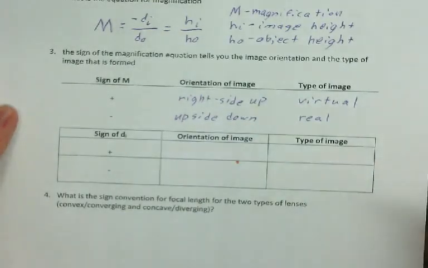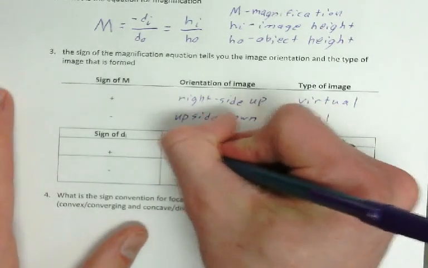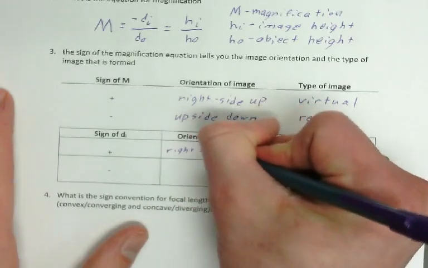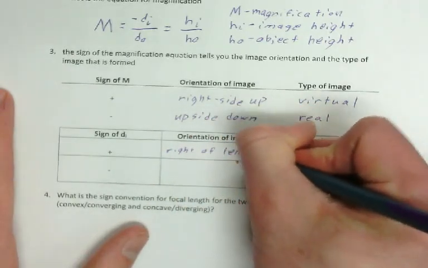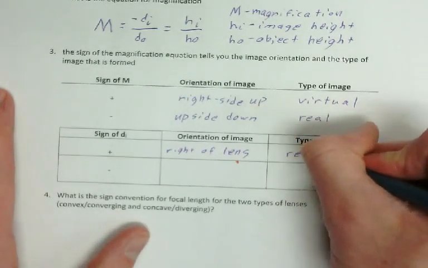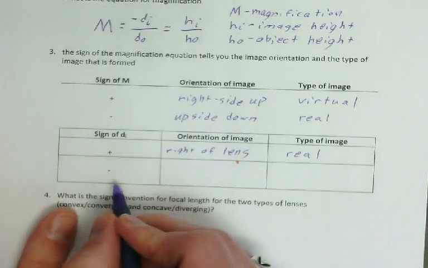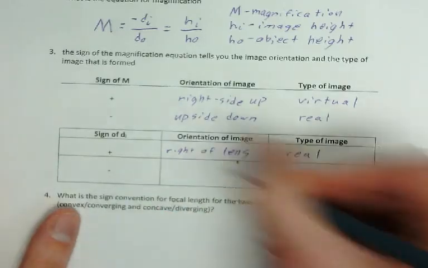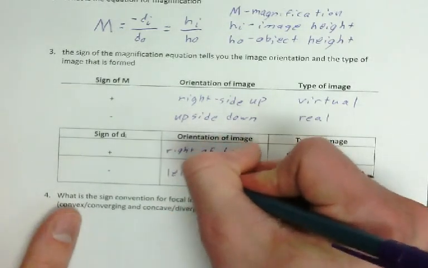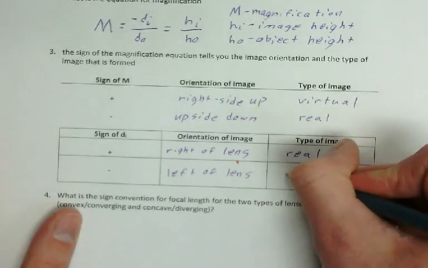Okay, what about DI? So if you have a positive DI, it is to the right of the lens, and it's going to be a real image. And if you get a DI that's negative, it's going to be to the left of the lens, and it's going to be virtual.